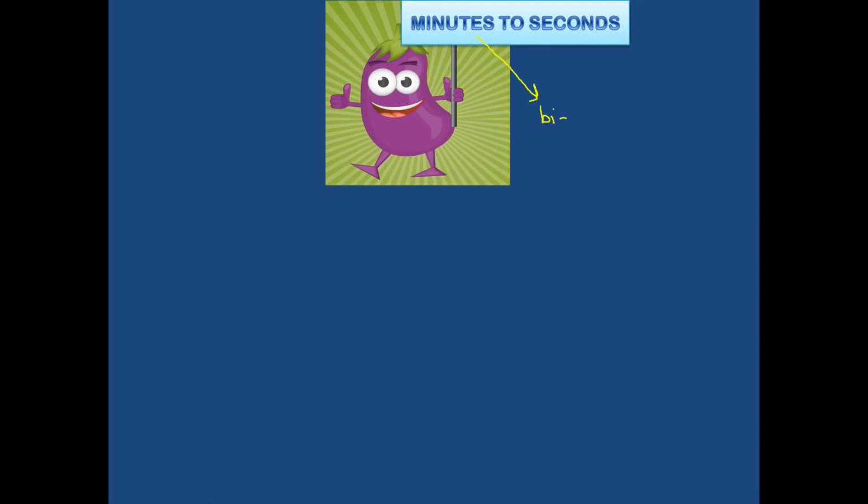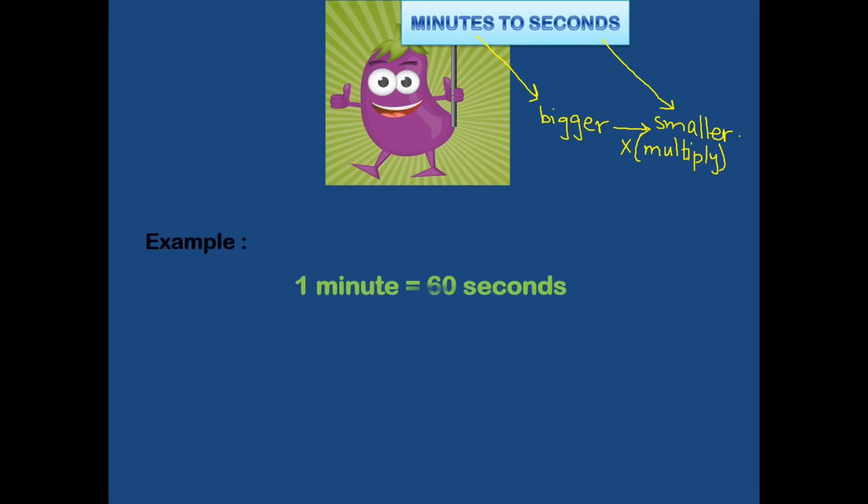Let's move on to conversion from minutes to seconds. Again, we will remember that if we want to convert a larger quantity to a smaller quantity, we are going to multiply. So now we must remember that just like 60 minutes equals to 1 hour, 60 seconds make up a minute. Or in other words, 1 minute equals to 60 seconds.